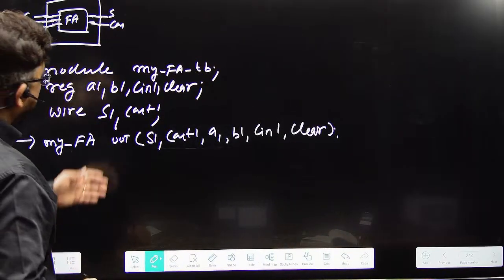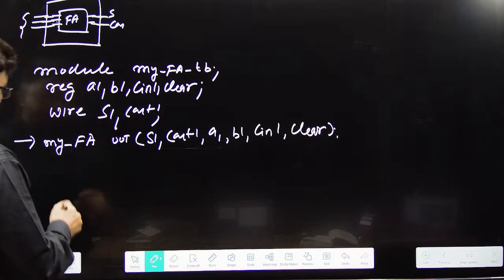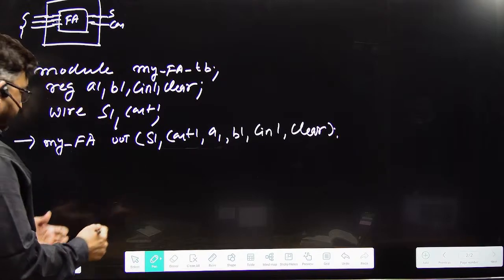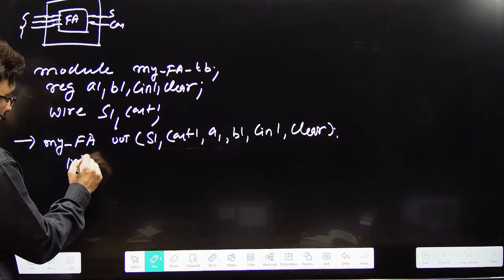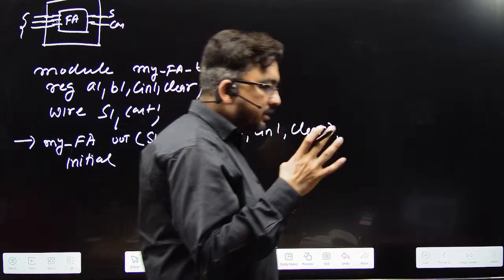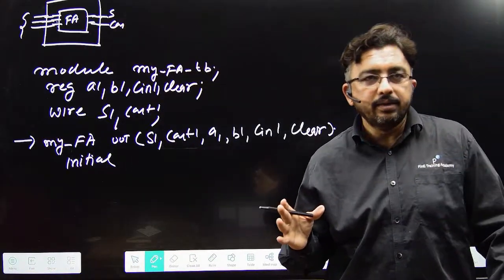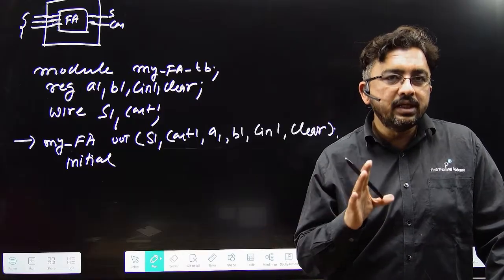Now I will start calling my inputs. Okay, I will start calling my inputs, and basically I will start giving the stimulus. So for that you have to call initial. Now what is initial? Initial is basically a procedural block.